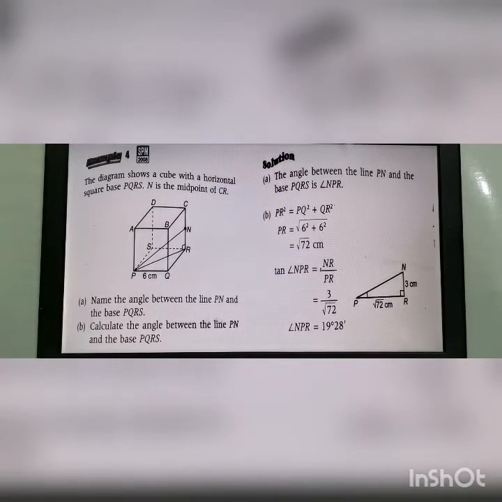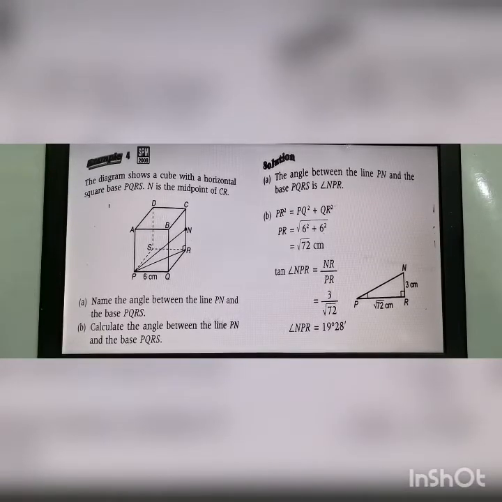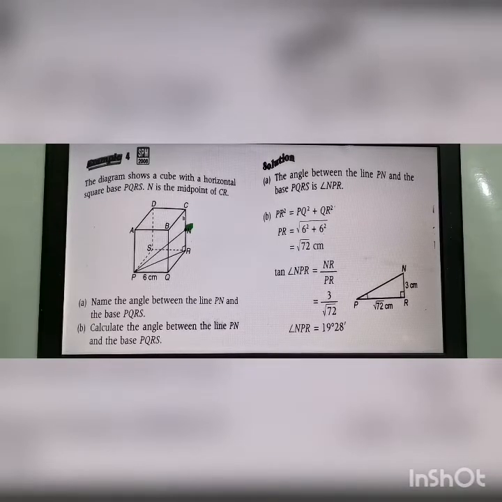Okay, now we go back to the chapter, right? For this equation, or we call it question, they give you a cube, square base PQRS, and N is the midpoint of CR. Which one is N? Okay, this is N. Midpoint means half, it means here and here are the same, or we call it equal.